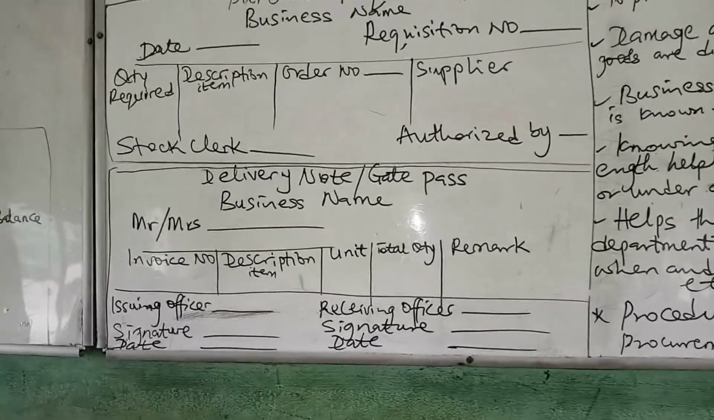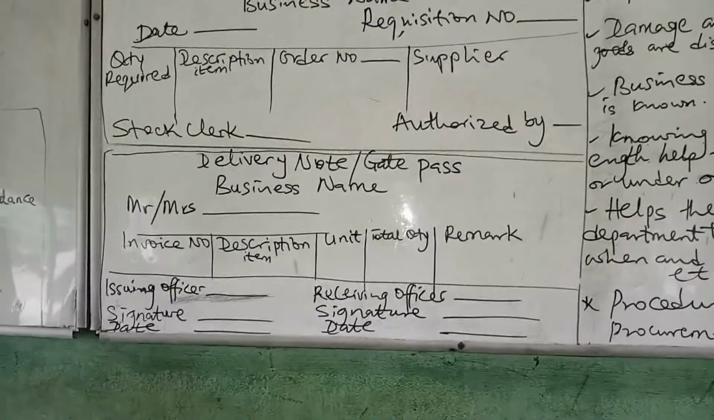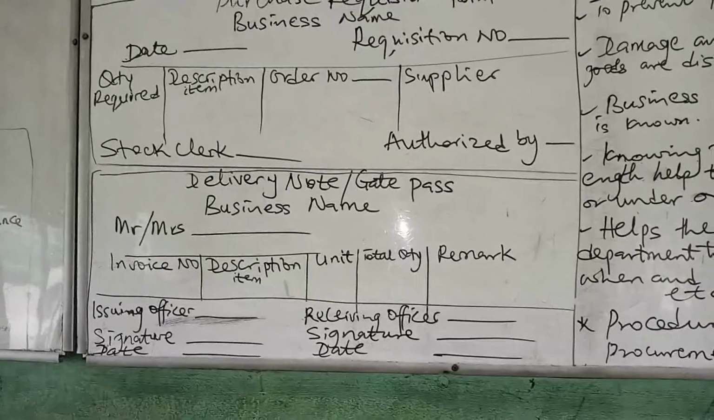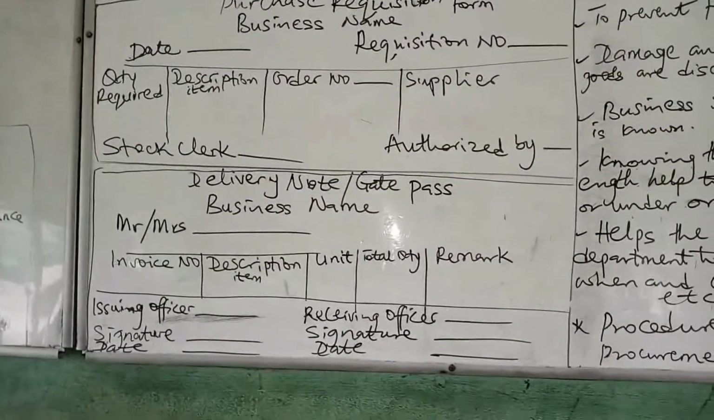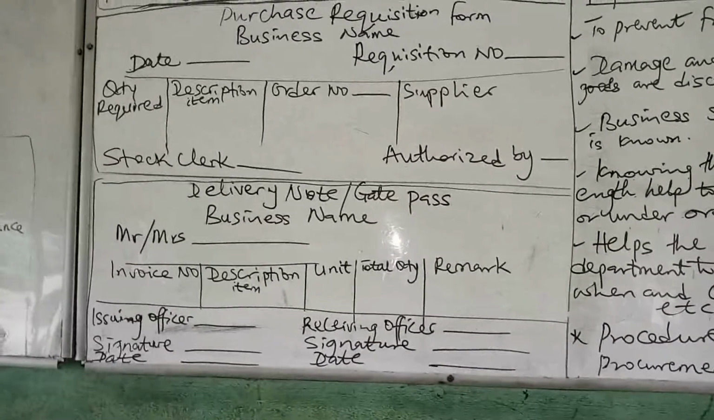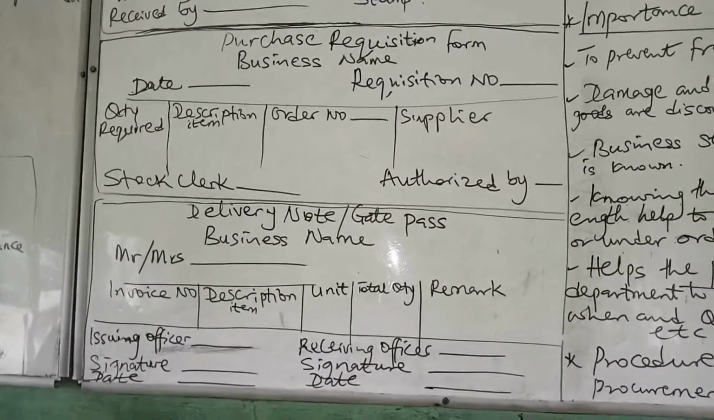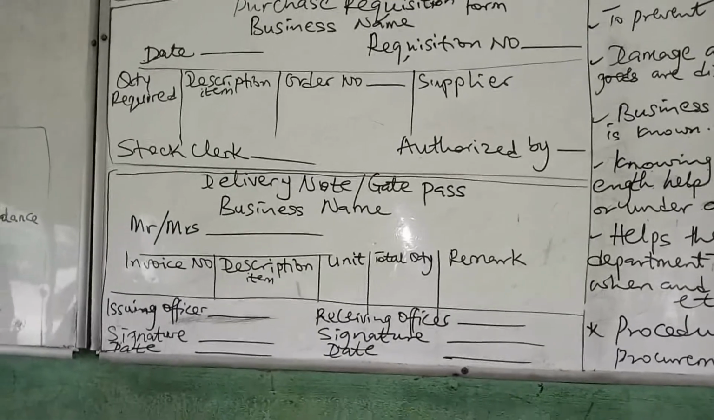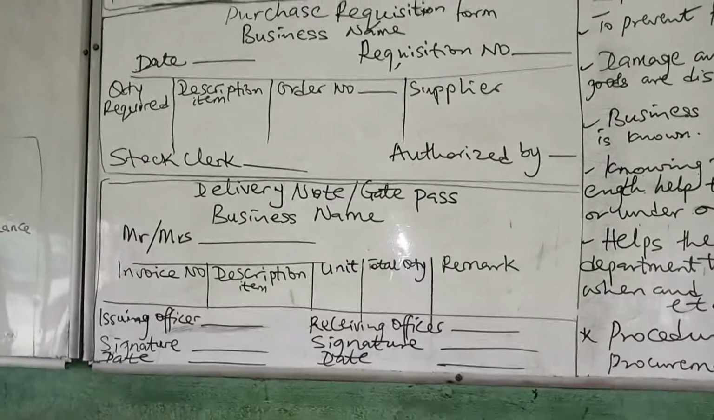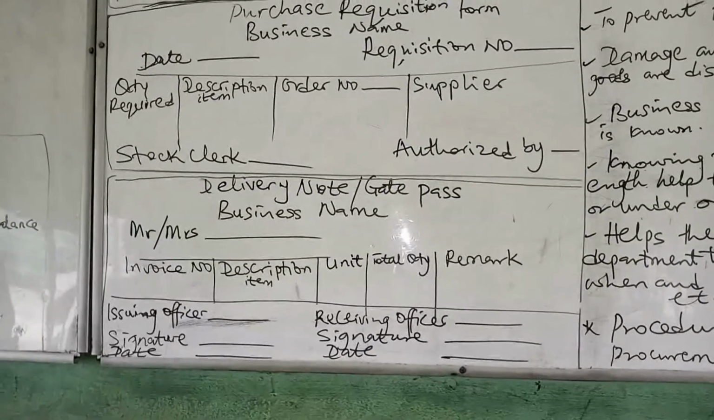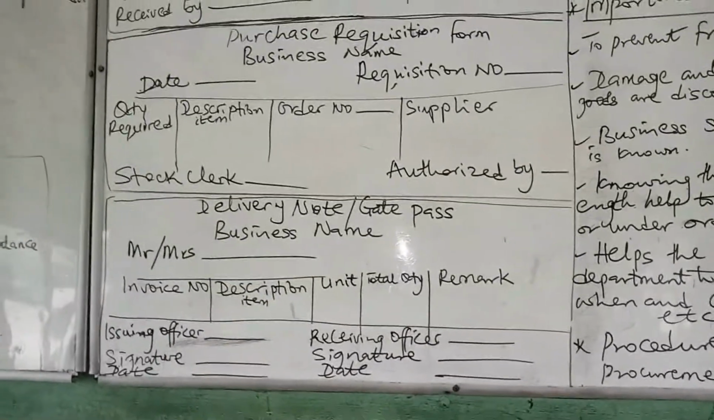It is prepared in 4 copies. The first copy goes to the recipient of the goods. Then the second is returned to the store. The third copy goes to the security department, and the fourth one is retained in the booklet. This is a typical example of the delivery note or gate pass. It must contain these items.